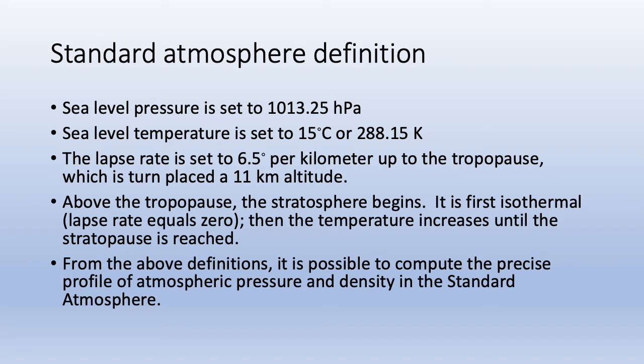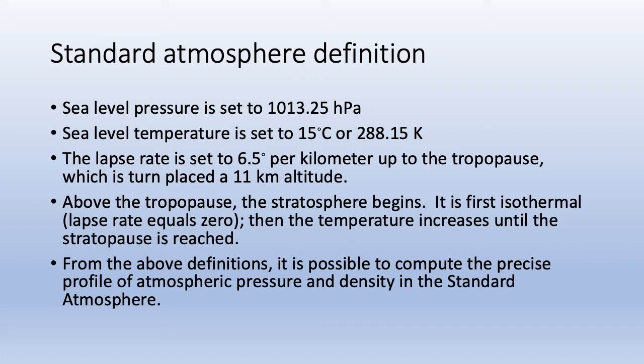And then finally, the lapse rate is set to be 6.5 degrees per kilometer, and that's 6.5 degrees Kelvin or 6.5 degrees Celsius, it doesn't matter, but 6.5 degrees per kilometer up to the tropopause, which is in turn specified to be at an 11 kilometer altitude.